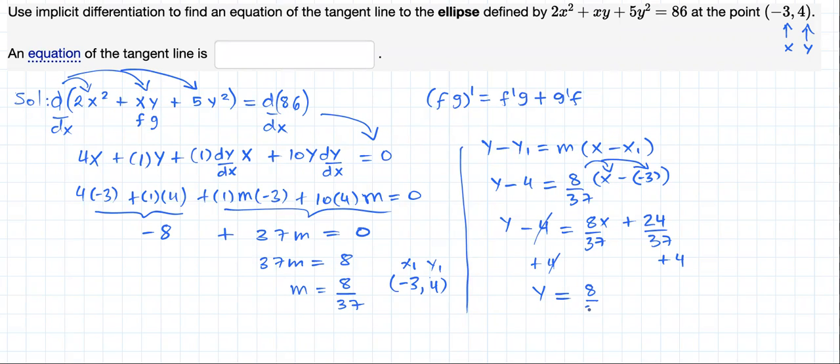And finally, to get this written in slope-intercept form, adding 4 to both sides will give us 8 over 37 times x plus 24 over 37 plus 4. Remember, 4 is the same as 4 over 1. Multiplying by the LCD 37 here, we have 24 plus 4 times 37. That is 172. You can check that in your calculator. And 37 is the common denominator here. So this should be the equation of the tangent line at the point (-3, 4). Thank you very much.